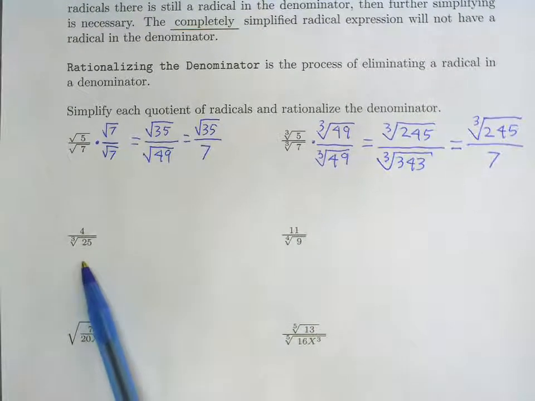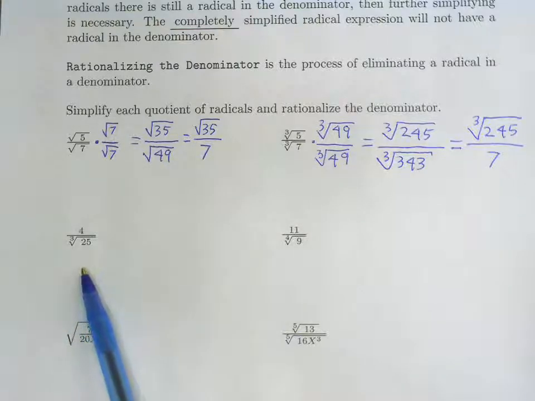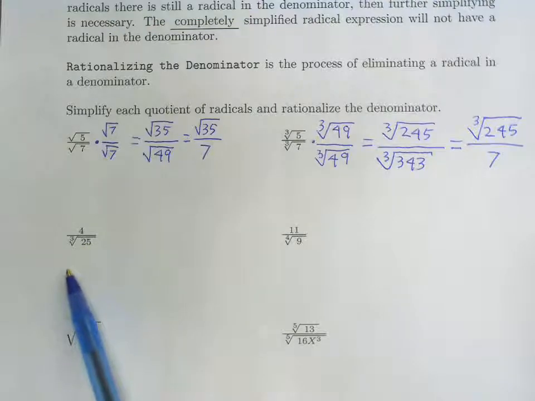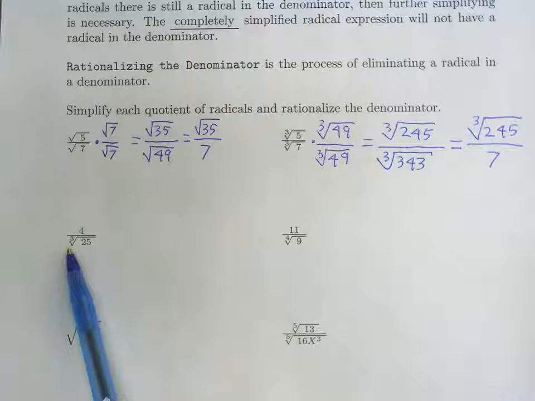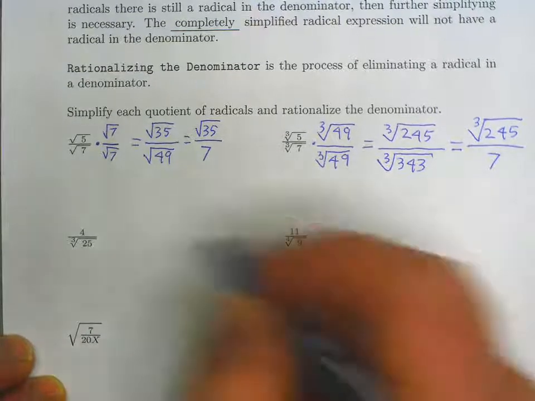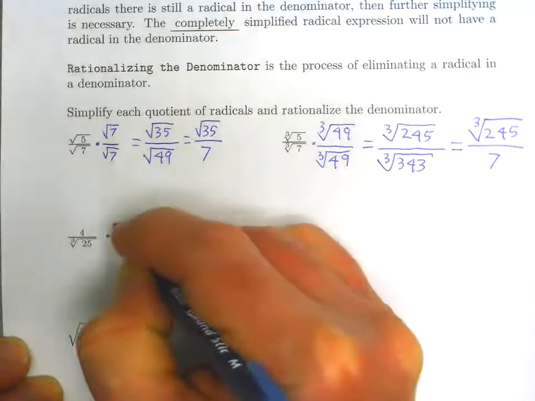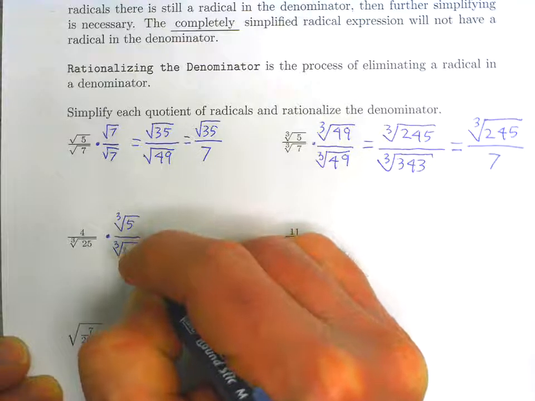This one, simplify 4 divided by the cubed root of 25. So we know that 25 is 5 to the second. And if I multiply 5 to the second times 5 to the first, I get 5 to the third, and 5 to the third is a perfect cube. That's what we need to do because the denominator is the cubed root of 25. So this time, the form that 1 takes is the cubed root of 5 divided by the cubed root of 5. We're just multiplying by 1.